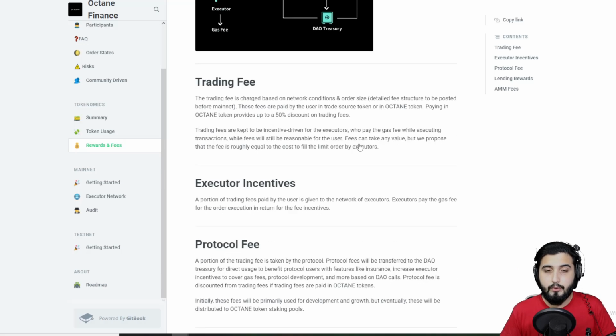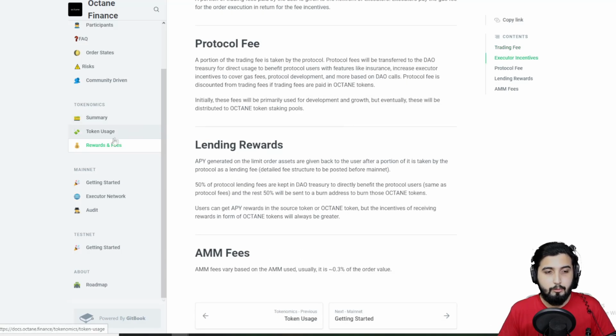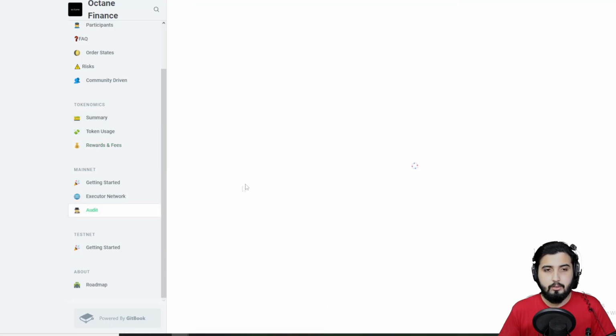And if you take a look at the rewards and fee section, in trading fees it says that the trading fee is charged based on network conditions and all that, but if you use the Octane token to pay that, you get a 50% discount on the trading fees. And then there's more information about these things, which I'm not going to get into right now.